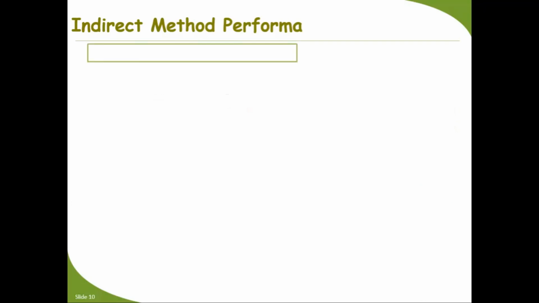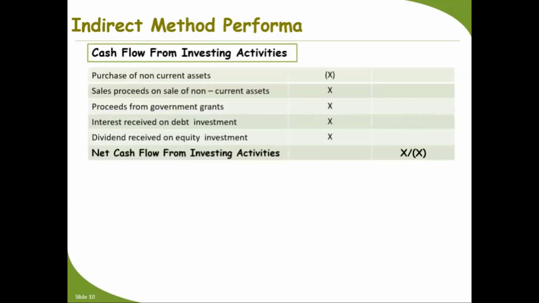Then we have cash flow from investing activities. Here, the purchase of non-current asset would be subtracted, it is an outflow. Sale proceeds on sale or disposal of non-current asset will be added back, that is an inflow. Proceeds from government grant, that is an inflow, investing activity here. Actual grant received. Grant income which you have recognized, we have subtracted under the cash generated from operations heading.